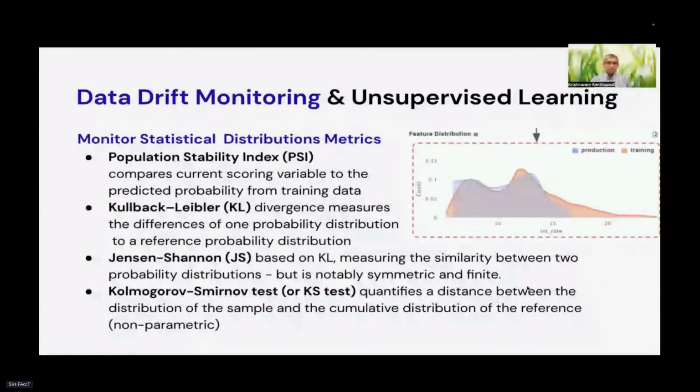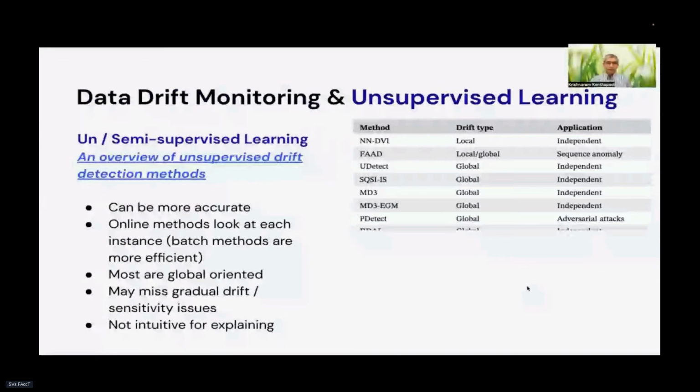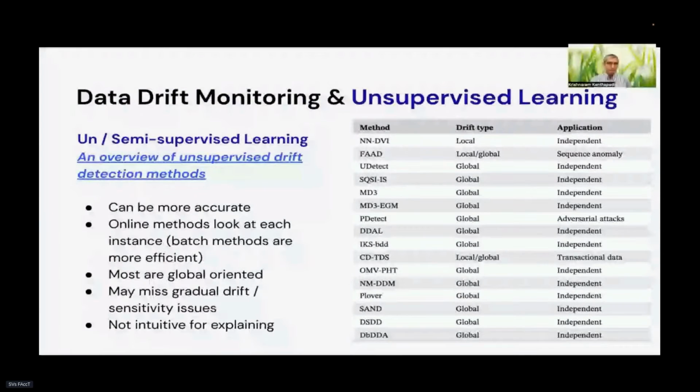Next, let's consider the setting where we may have unsupervised learning settings. Once again, I would not be going into the details, but I refer you to this article, which provides an overview of unsupervised drift detection methods. There are different types of trade-offs of this class of methods.